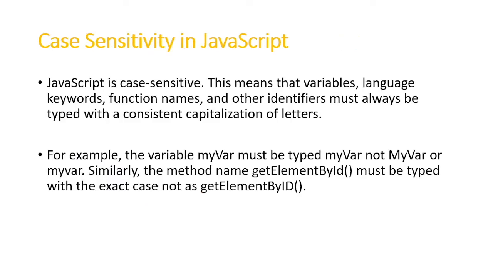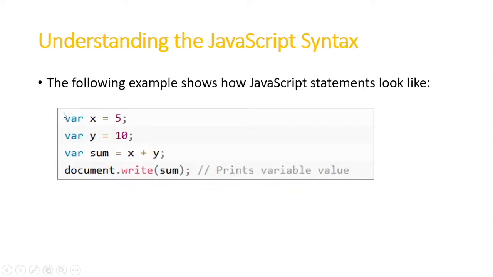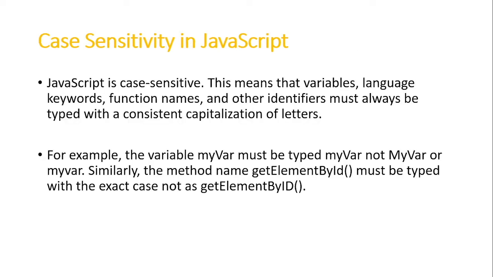JavaScript is a case sensitive language, which means that you cannot use this var keyword with capital letters, or like the first letter in capital or something like that. You have to use the same names as the functions are named, like document.write is named in the smaller casing. Otherwise, if you try to use a different casing for this function, then it will not work. So that is one important thing to understand in JavaScript.